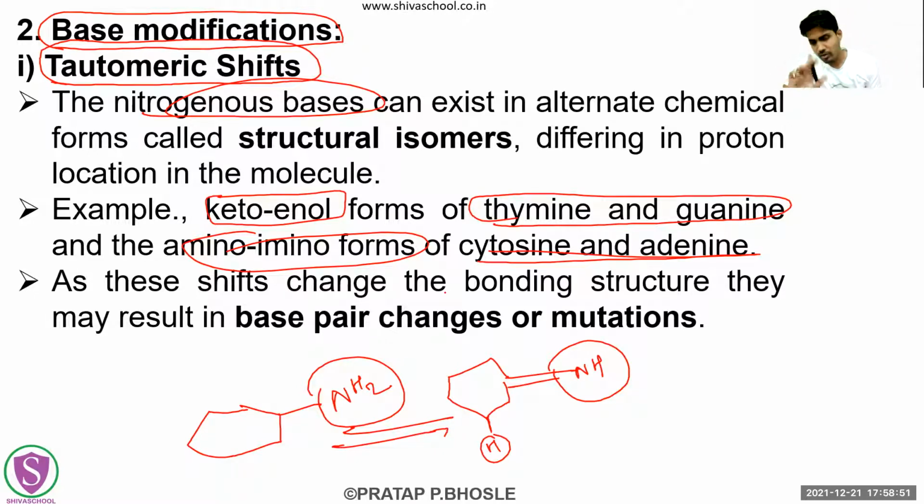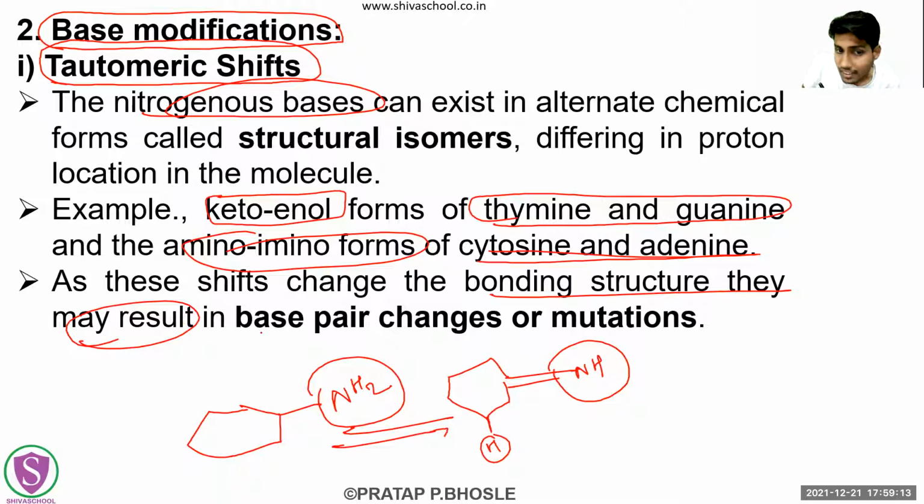Okay. So that's why we have just mentioned in this theory form that this keto-enol form of tautomerism shift is there in the case of thymine and guanine. Amino forms, this tautomeric conversion is there in the case of cytosine and adenine. Okay. So whatever these shifts, whatever these changes, the tautomeric effect is going to be there. Okay, it's going to change the bonding structure.